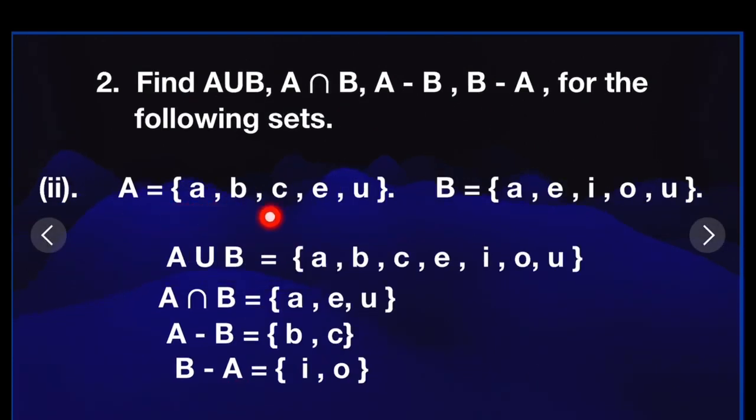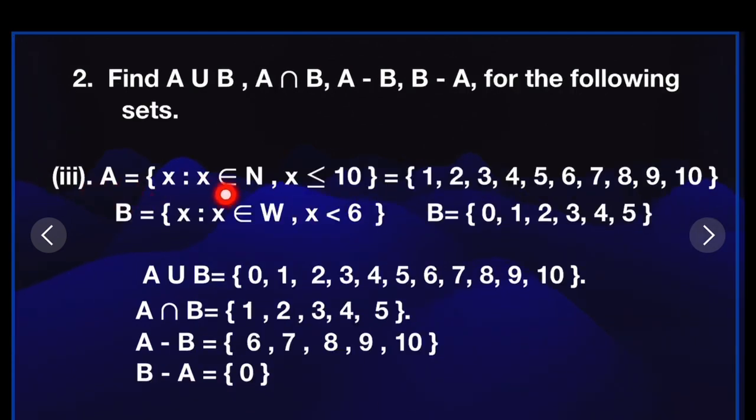Number 2, A is equal to A, B, C, E, U. B is the set. A union B, again the same thing. List out all the elements without repeating and do not leave out any element. A intersection B, only common elements. A difference B, only the elements which are in A and not in B. B difference A, elements in B and not in A.